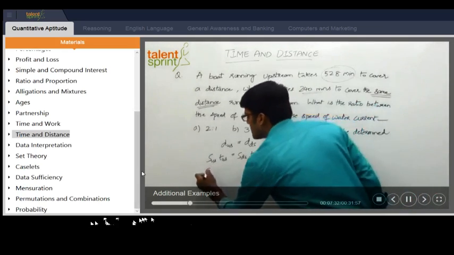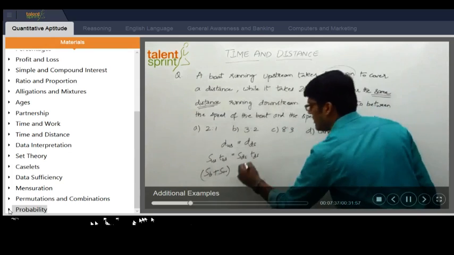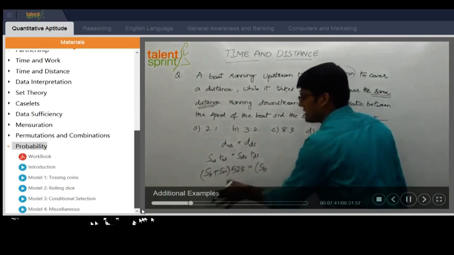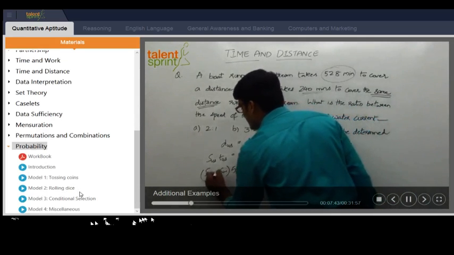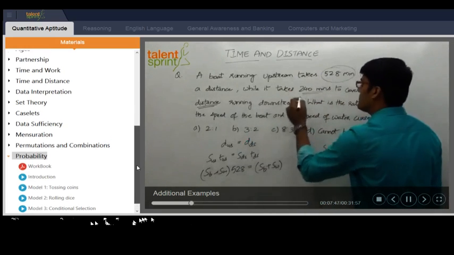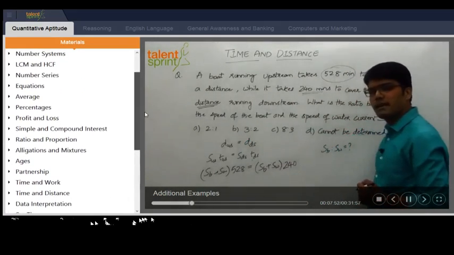So just substitute that. So we can say speed of the boat minus speed of the water current into time upstream, 528 minutes, equals to speed downstream. Sorry, upstream is minus, and downstream is plus, speed of the boat plus speed of the water current into time downstream here is 240. That's it. Simplify and you'll get the answer.